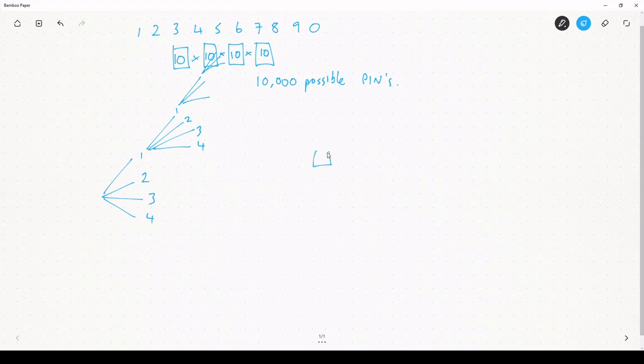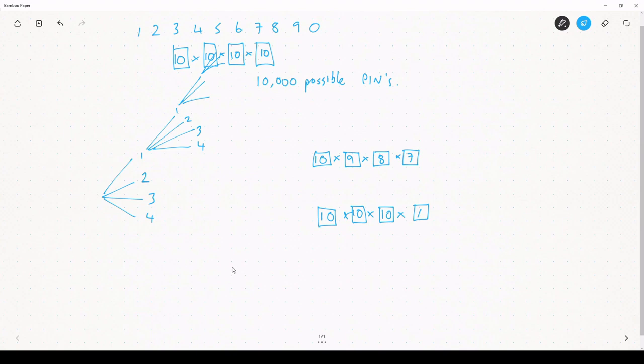If you change the question slightly, so let's say, for example, now you had to have 4 different numbers, then it would be 10 times 9 times 8 times 7 possible pins that have 4 different numbers. Say the first and last one had to be the same. Then it would be 10 times 10 times 10 times 1, because the last digit now has to be the same as the first one, so you only have one choice here.